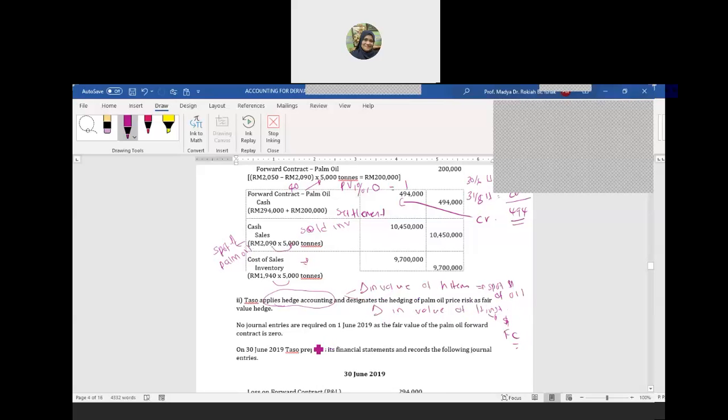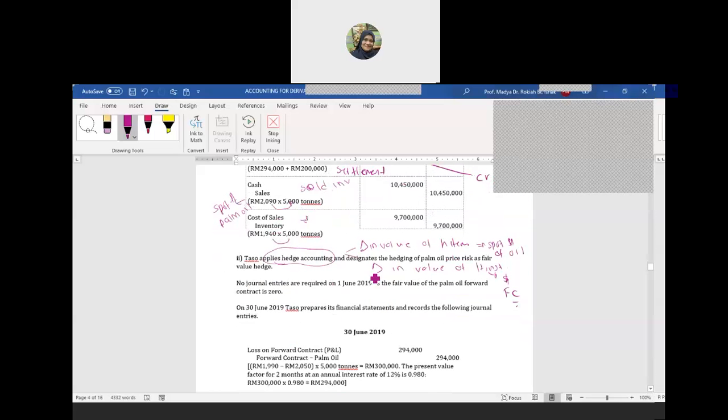On the 1st of June, there is no journal entry here because the contract price, the forward price, is 0. The fair value of the forward contract is 0 because the spot price and the value of the forward contract are similar, so it will be 0 there. Then on the 30th of June, you need to prepare two journal entries. The first journal entry is for the hedging instrument. You prepare the hedging instrument first, the same as previously: debit loss on forward contract and then credit forward contract.